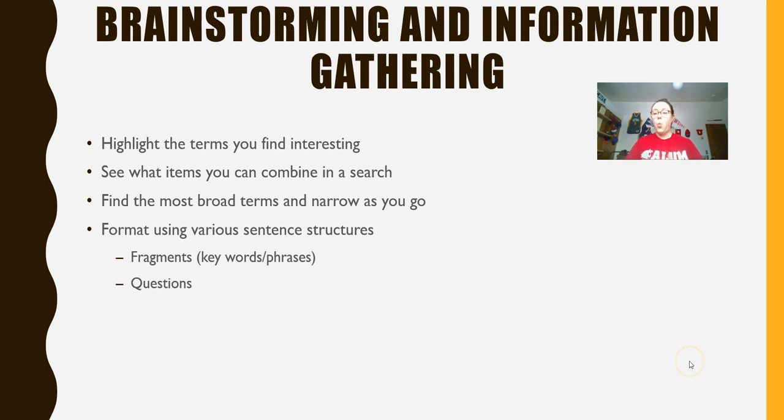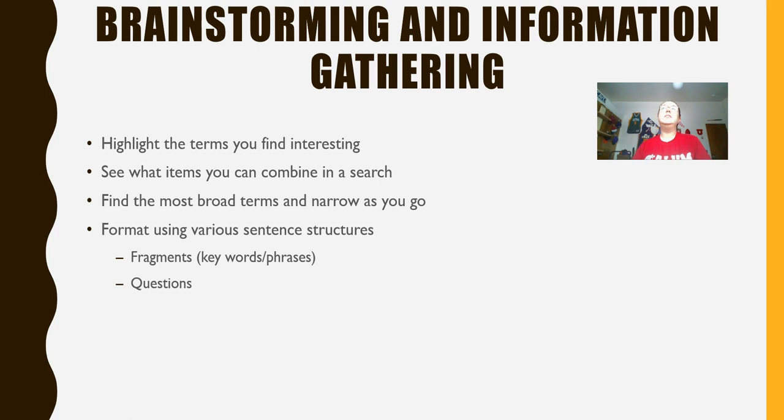So, once you have highlighted the terms you find interesting or have made notes to yourself in some way, shape, or form that these terms will help lead you to information that you want to find, you want to see what items you can combine in a search. Sometimes you'll get in your list a group of individual words that you can put together to create new search terms that perhaps will lead you to more relevant information to your own ongoing research. You also want to find the most broad terms in your search and narrow as you go.